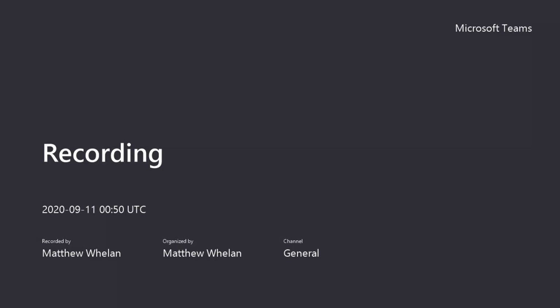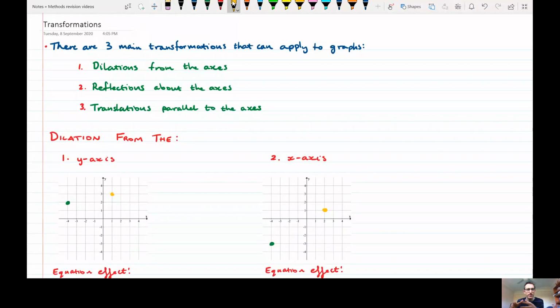Okay, so in this video, we're going to look at the different kinds of transformations that we use in our course. There are others like rotations or reflections from different positions, but the three main ones we're looking at are dilations from each axis. And that is when you multiply the X or the Y value by some number, A, that's not 1. If it's 1, nothing happens. But if you multiply it by some other number, you'll end up with some kind of dilation.